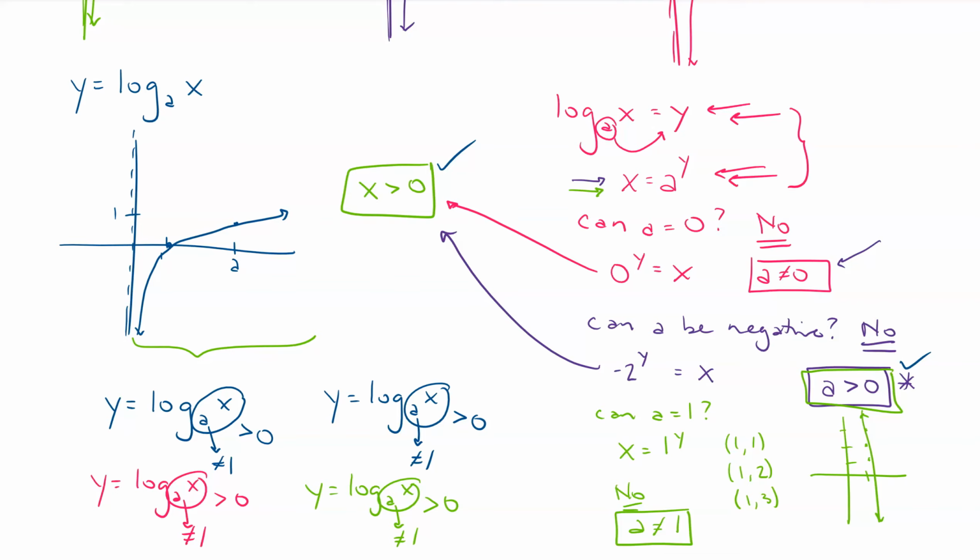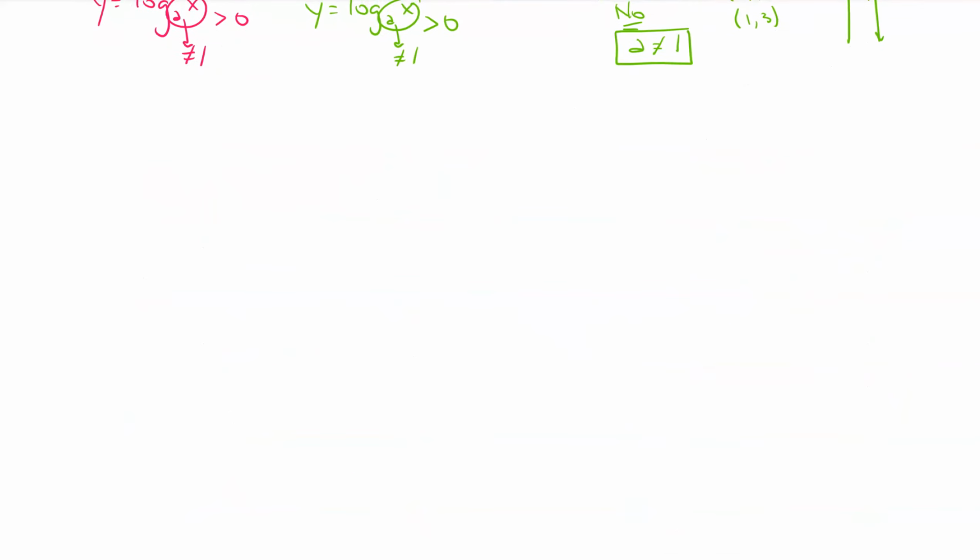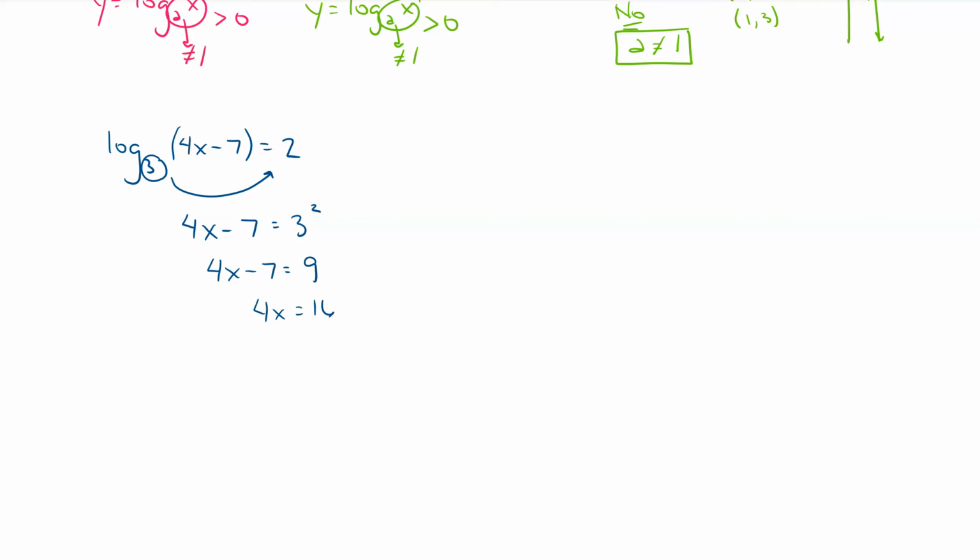So now let's get fancy solving some functions. If I have log base 3 of 4x minus 7 equals 2, and I've been asked to solve for x, I can convert to exponential notation. The ducky ducks under, the log floats away. I get 4x minus 7 equals 3 squared. That means 4x minus 7 equals 9. Add the 7, I get 4x equals 16. Divide by 4, I get x equals 4.